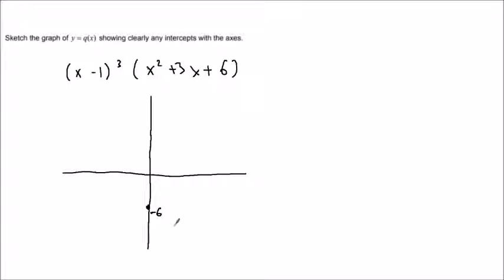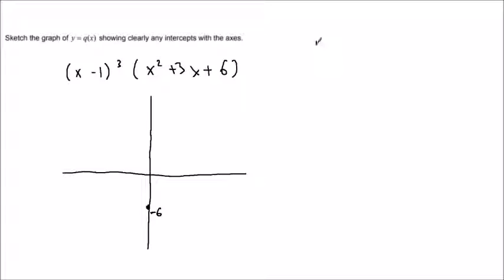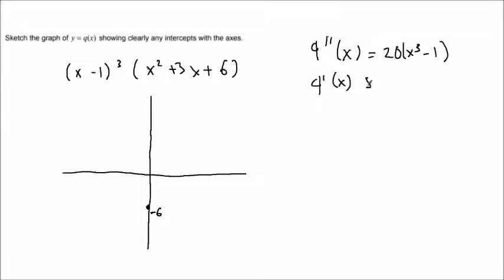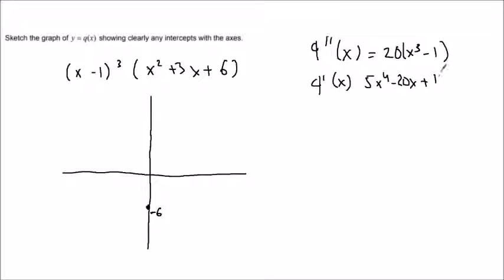We can check for concavity, which we probably should. We have our concavity equation: q double prime x equals 20x cubed minus 1, and we have our q prime x, which equals 5x to the 4th minus 20x plus 15. This won't really help us much, as much as this.